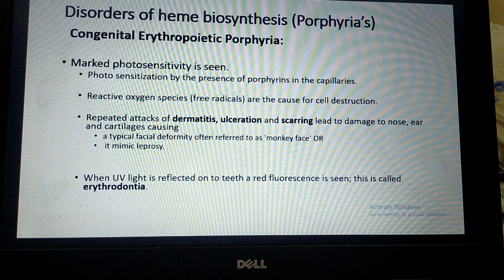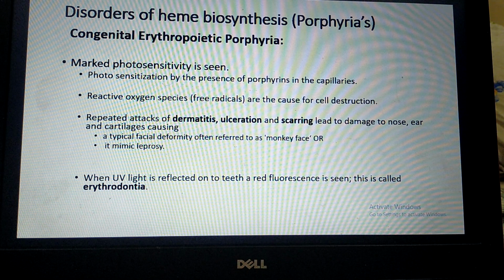Itis means inflammation, and dermatitis means inflammation of skin, followed by ulceration of the skin, followed by scarring of the skin. So due to this process, the nose, ear and cartilages of the face are damaged and the patient suffers from a facial deformity often referred to as monkey face or leprosy face.